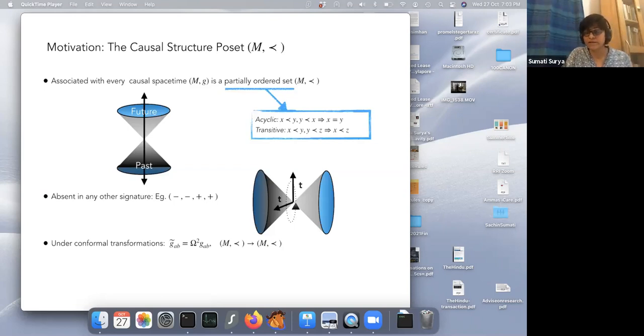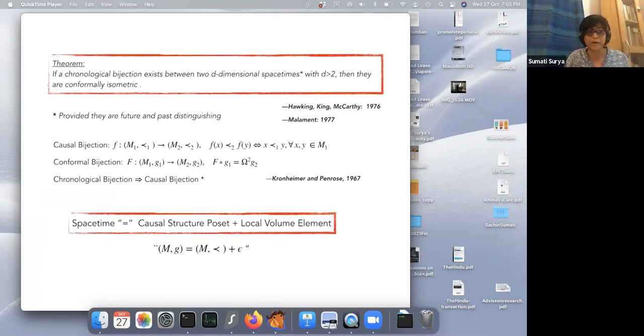So the question that people began to ask a while ago was, what happens if you have two causal structure posets from two different spacetimes and they're the same? Can you say something on the reverse? Can you say that the spacetimes they've come from are actually conformally related? The answer is yes. There's a celebrated theorem due to Hawking, King, McCarthy, and Malament, that if you have a future and past distinguishing spacetime, which is a particular causality condition that makes sure that each event is distinguishable from any other event based on its causal futures and pasts, and there is a bijection between the causal structure posets, then these two spacetimes are related by a conformal transformation.